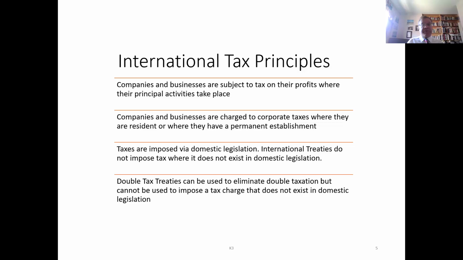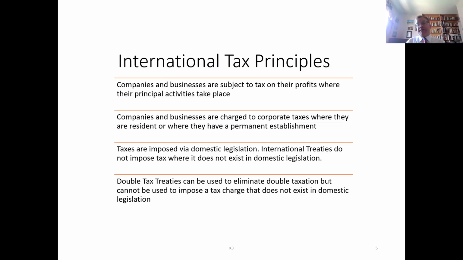a permanent establishment. And companies and businesses are charged corporate taxes where they are resident or where they have a permanent establishment. So let's say I have a big bird feeder box business and I have some customers in the Netherlands. And at some point I decide that in order to service my customers better, I'm going to set up an office in the Netherlands. At some point, the level of activities would probably become big enough to create a permanent establishment, and therefore I would need to allocate profits to that permanent establishment.